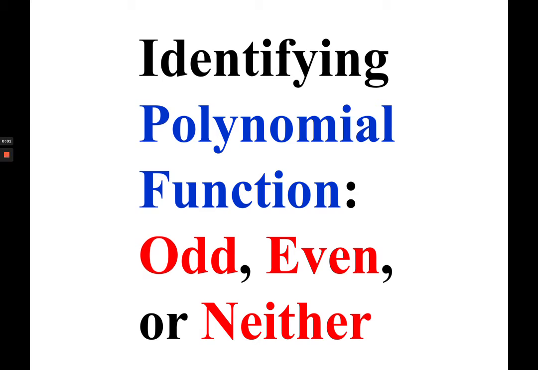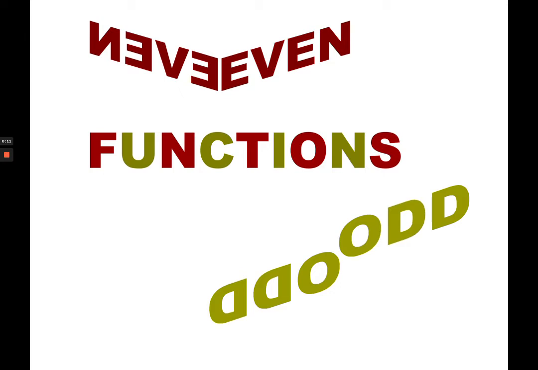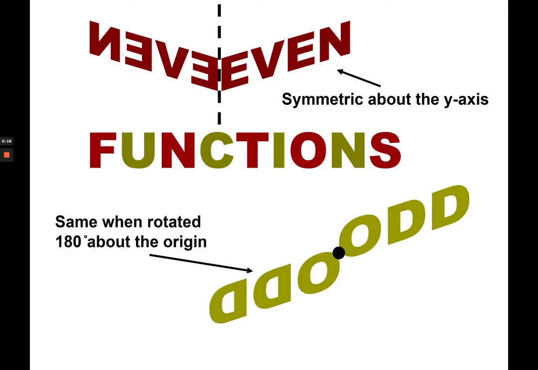Hi, in this video we're going to learn how to identify a polynomial function as odd, even, or neither. As a simple guide, to easily identify that a polynomial function is even, it should be symmetric about the y-axis. If it is odd, it is the same when rotated 180 degrees about its origin.